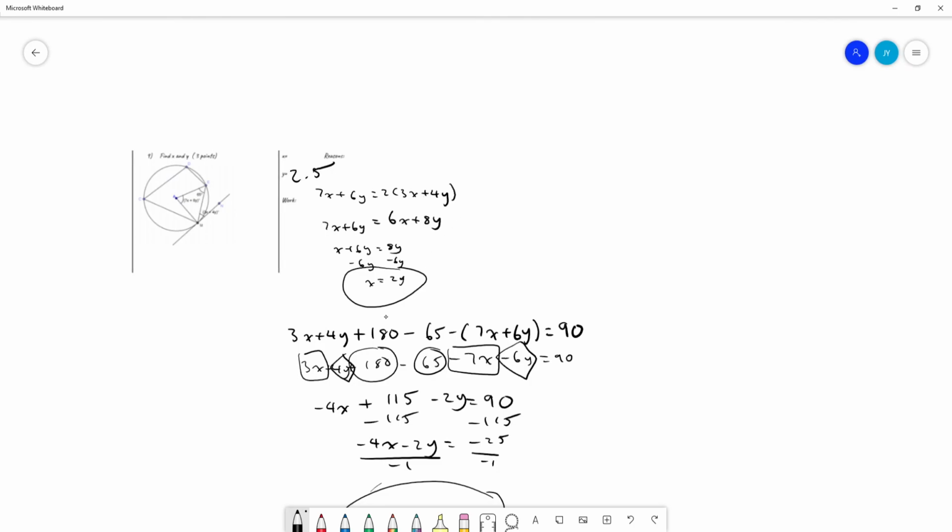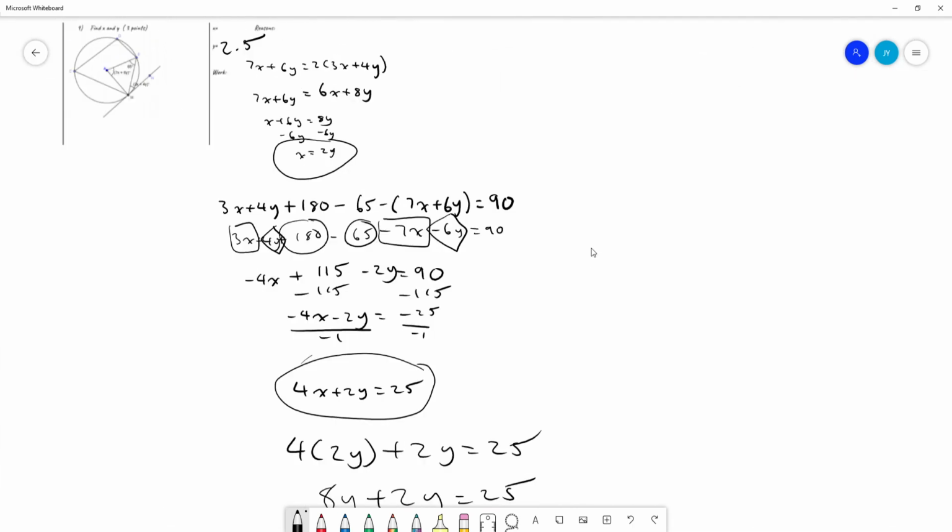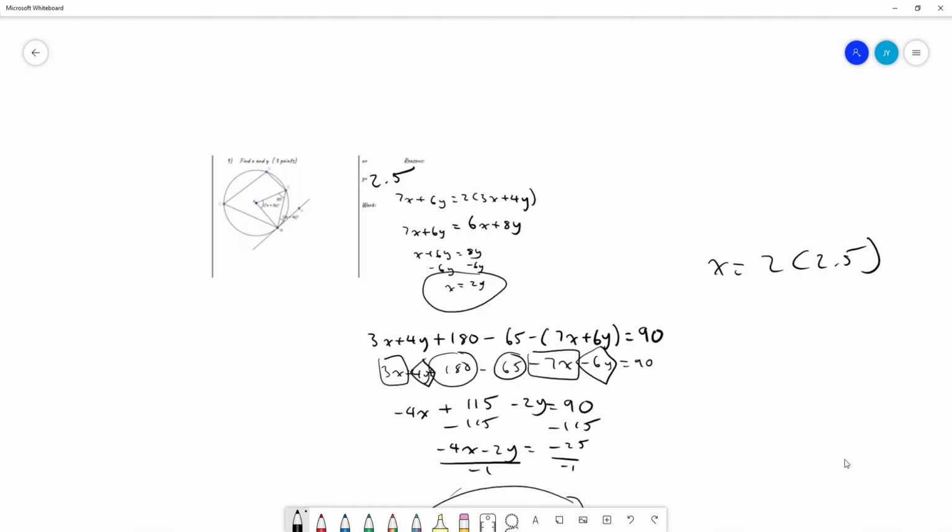To find x, you can simply put the 2.5 into one of these equations. So it's going to be x equal to 2 times 2.5, which is simply 5. That is your answer.